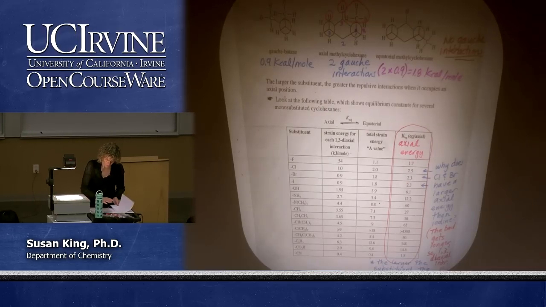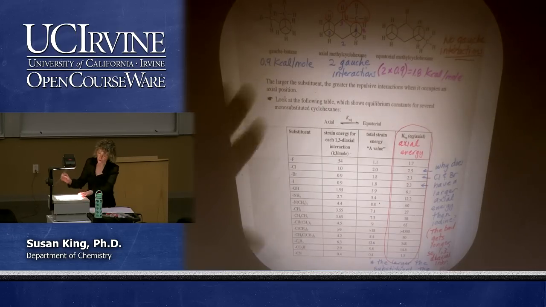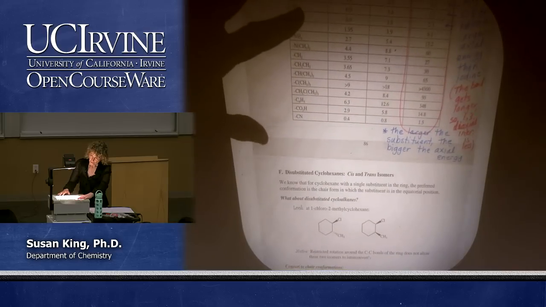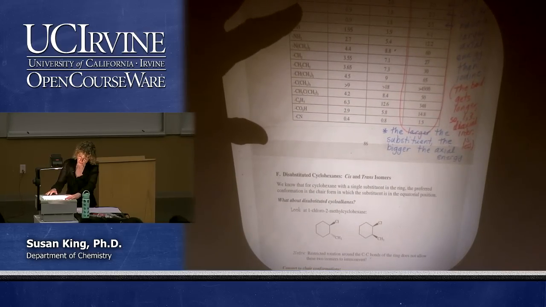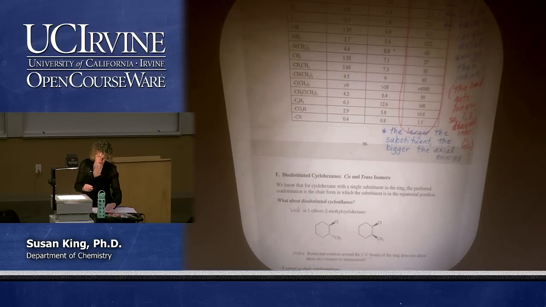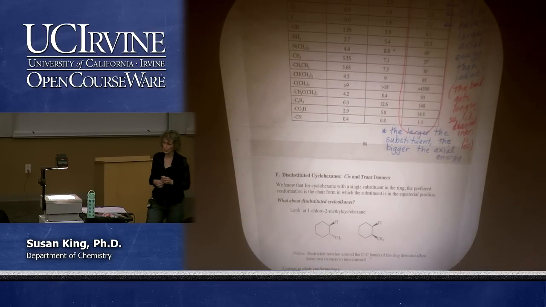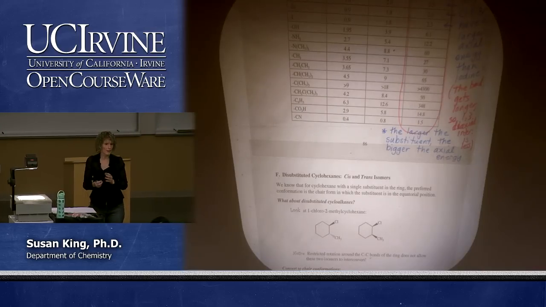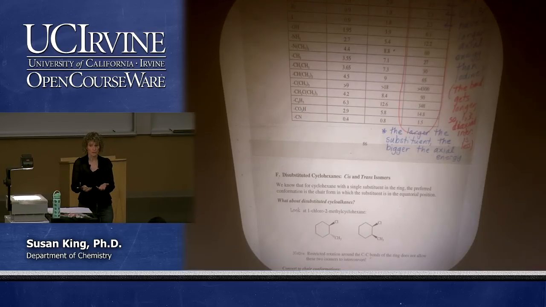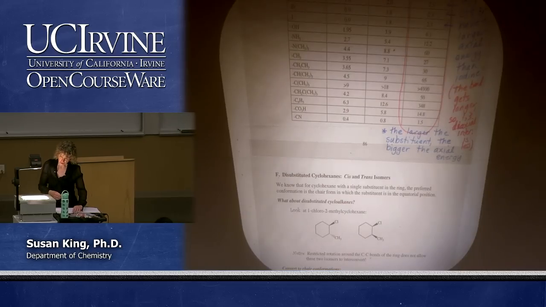All right, so now we want to move on to talk about disubstituted cyclohexane. So cis and trans isomers. We know that for cyclohexane with a single substituent, we prefer the equatorial position. When we have more than one, we might not be able to get every substituent in the equatorial position. And so if that's the case, we want to make sure that the biggest group is equatorial. Sometimes we can get them both at equatorial, but not always. So we want to make sure that we can get the biggest groups in the equatorial position.